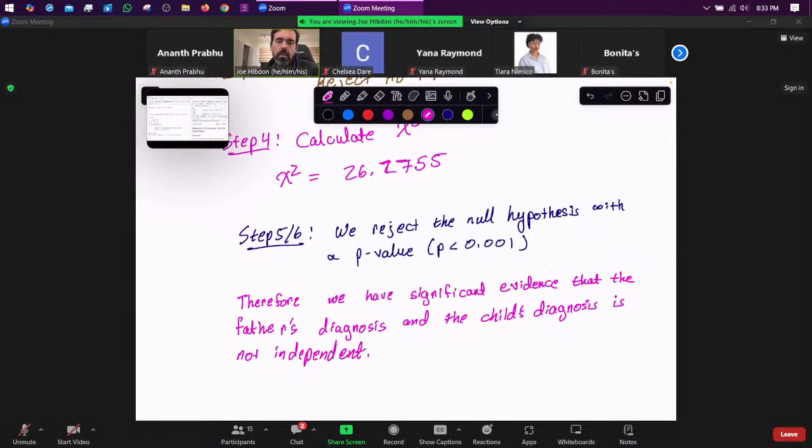Notice I'm not saying that they're dependent. So we have to summarize everything. We got both of them statistically significant. Chelsea, you had a question? No.